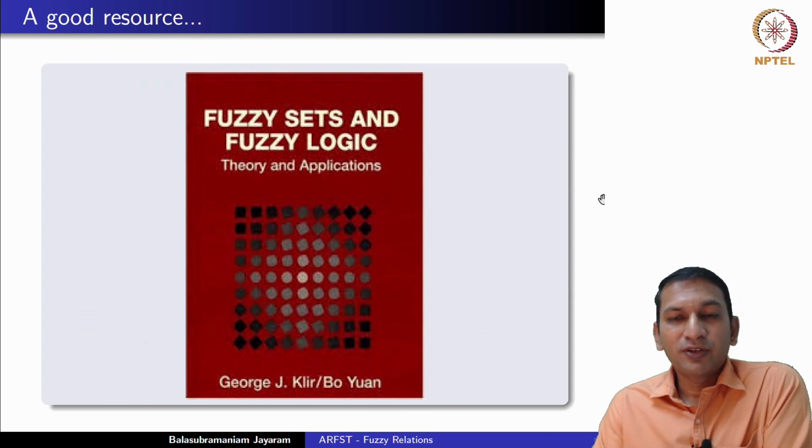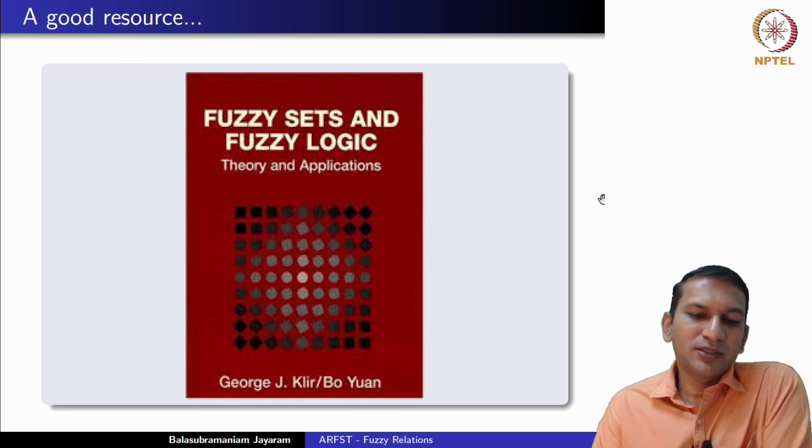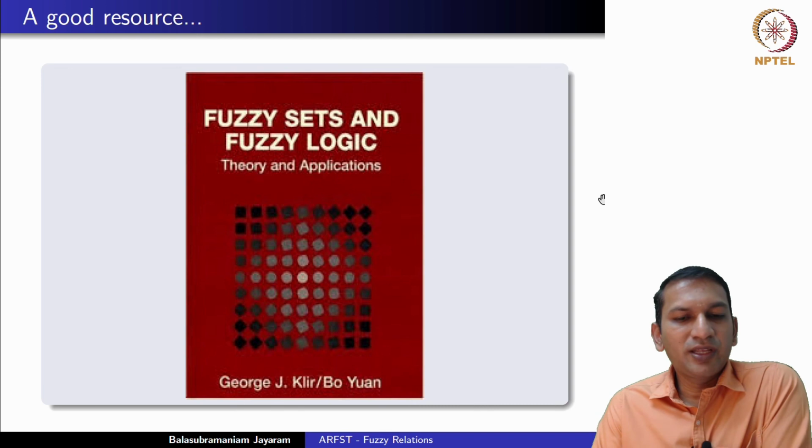A good source for the topics covered in this lecture, and perhaps also in the rest of the week on fuzzy relations, is this very good book by George Klir and Bo Yuan titled Fuzzy Sets and Fuzzy Logic.